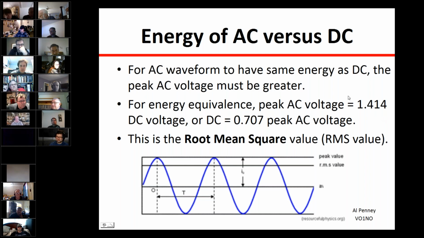Now, if you go through and do the mathematics, you'd realize that 1.414 is the square root of 2. Anyway, there's a mathematical reason for it, but just know that the 120 volts in your AC wall circuit, if you could measure the instantaneous or peak voltage, it's actually going to be about 170 volts, not 120.